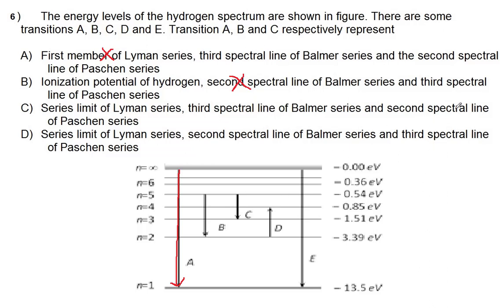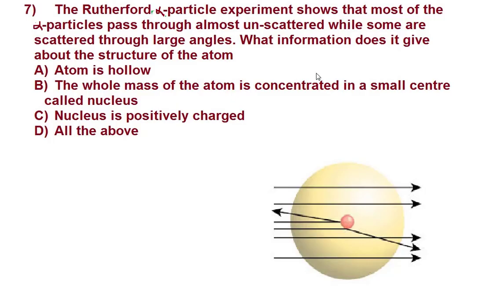And C, the second spectral line of Paschen. The Paschen series has n1 equal to 3. When n2 is 4, it represents the first spectral line. When n2 is 5, it represents the second spectral line. So in this case, this is correct. Even B is correct and C is also correct. So out of all the options above, C is correct. So this is the correct option. C is the correct answer. The rest are all incorrect.